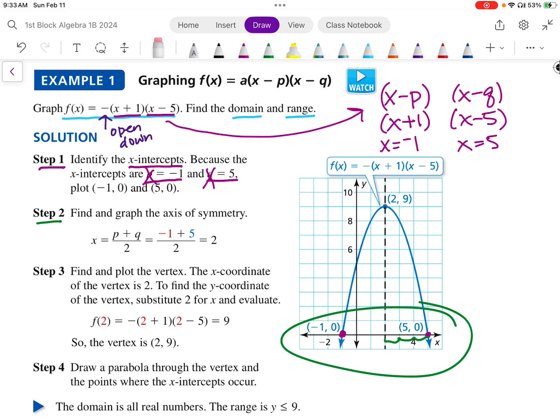But maybe you're asked to do this once where you don't actually have the graph in front of you, where you have to do it algebraically. So we find the middle point, we find the average. So we add the two of them and divide by 2. Negative 1 plus 5 equals 4, divided by 2 equals 2. So that means we have an axis of symmetry at x equals 2.